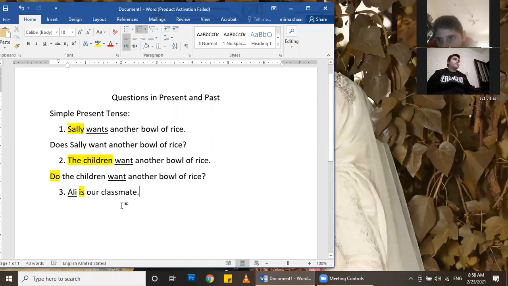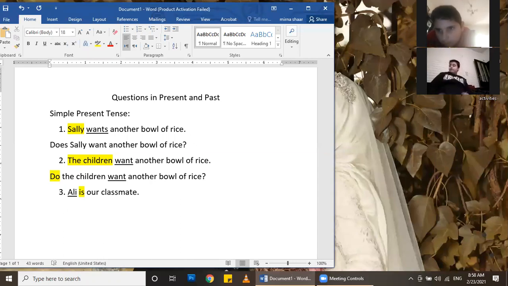So Ali is singular, I added is, our classmate. If I want to change this into a question, a simple yes or no question, usually I reverse the subject with the verb to be.